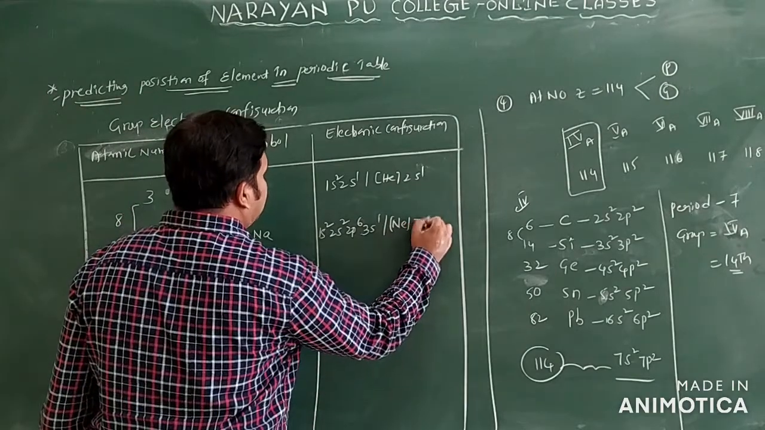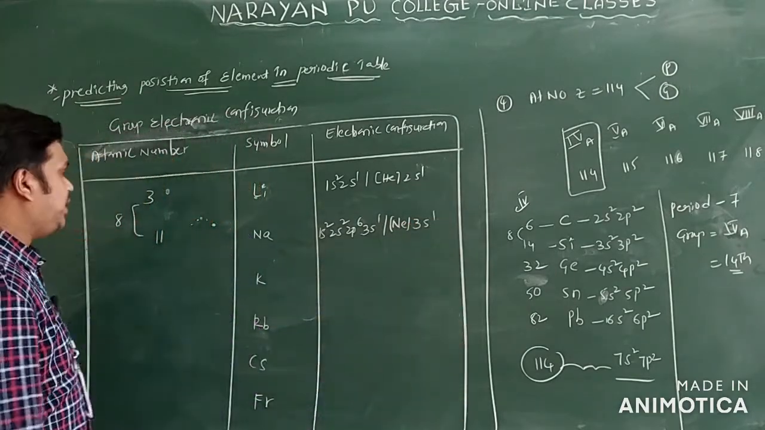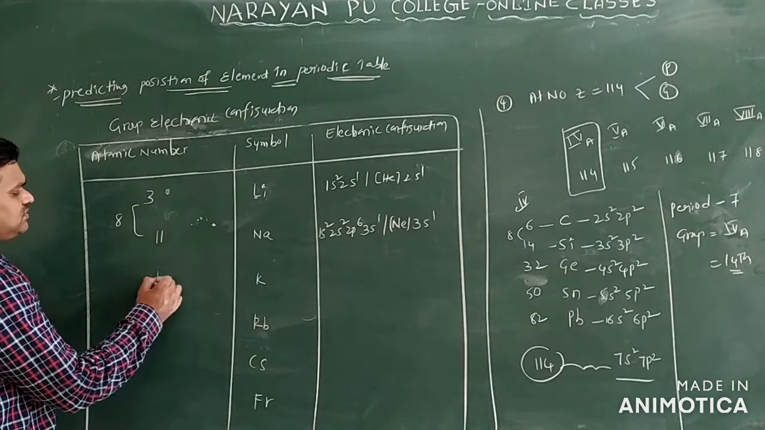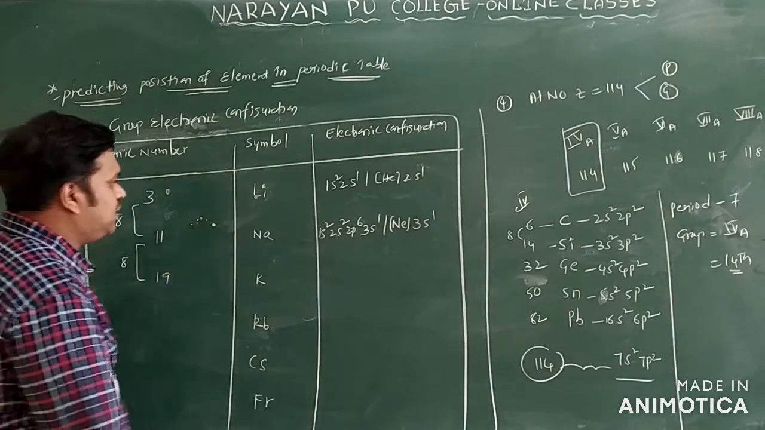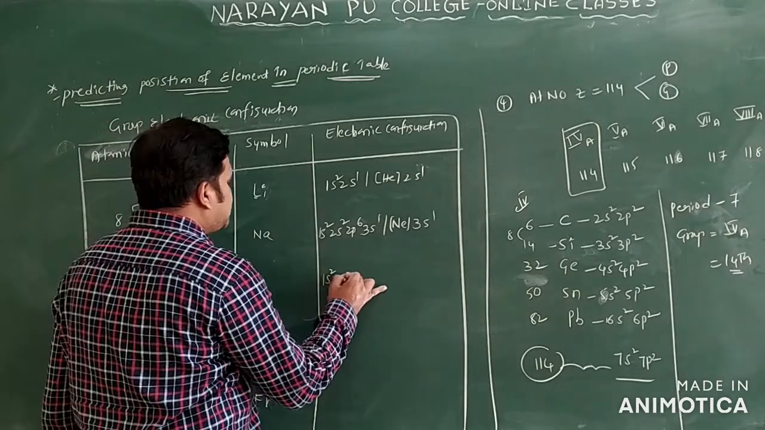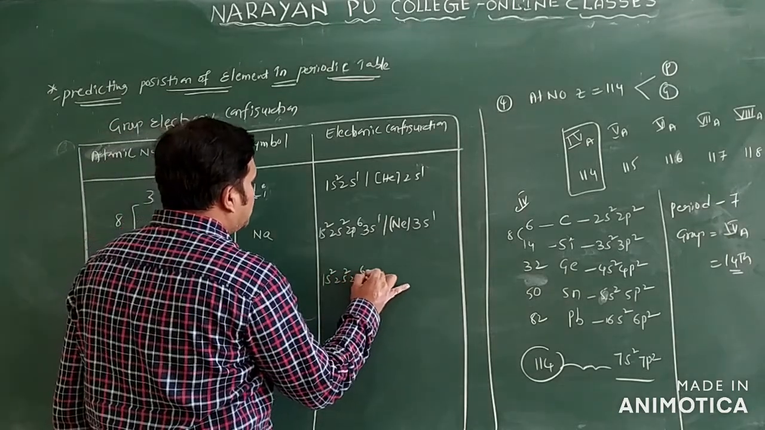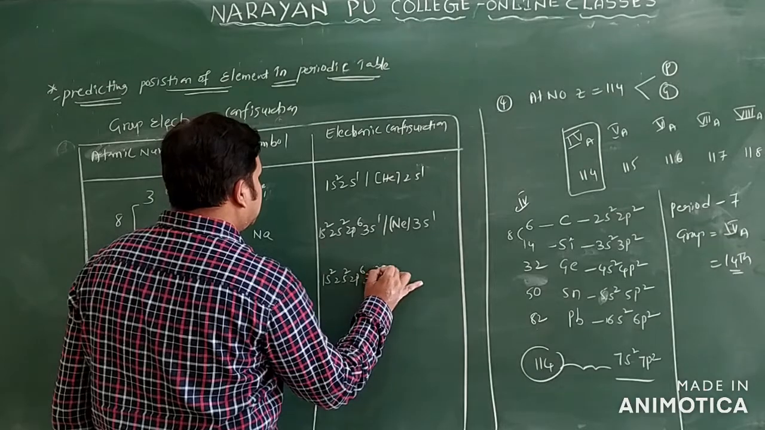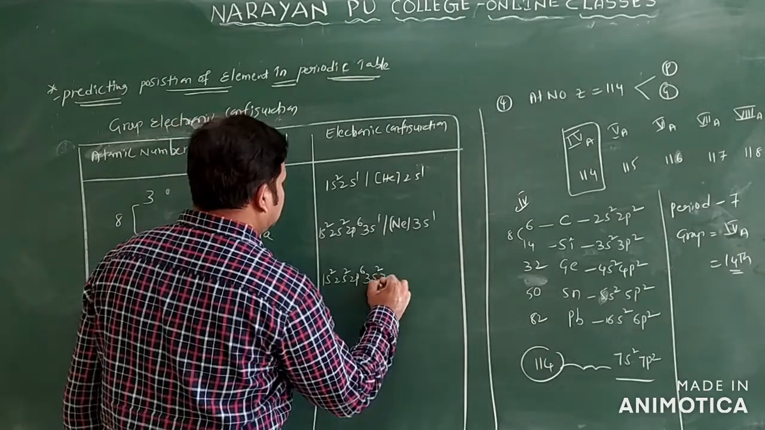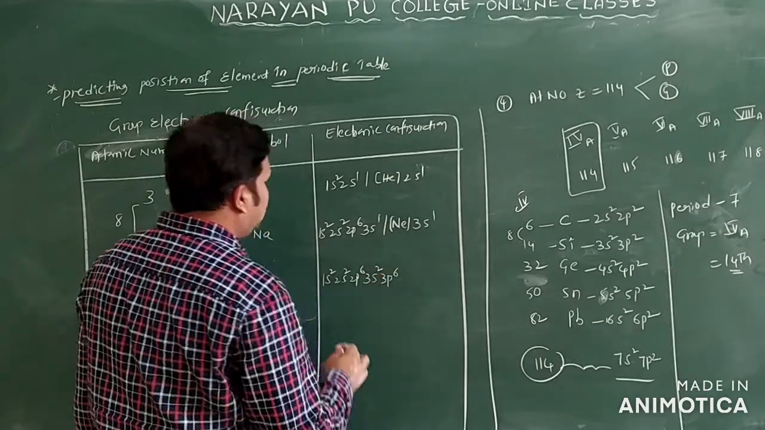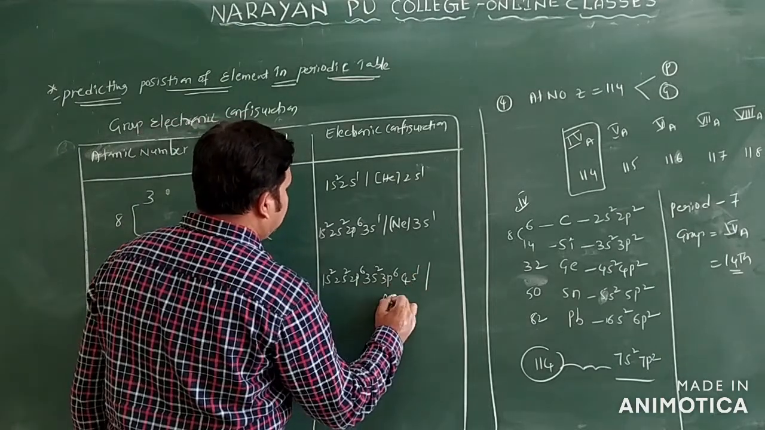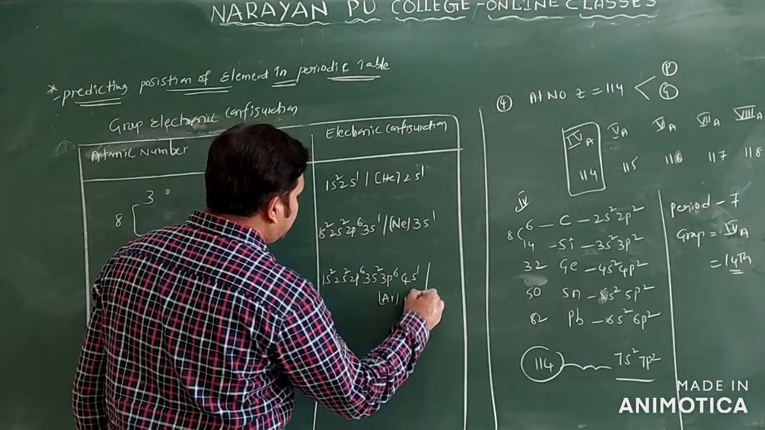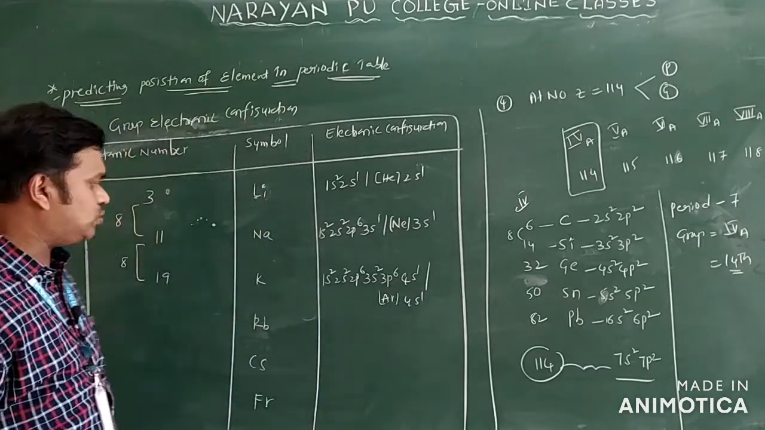Neon, you will write 3s1 only. Okay. Potassium we have 19. What is the difference we have? 8 is the difference. So you will write 1s2, 2s2, 2p6, 3s2, 3p6, so this is 18, and you will write 4s1, or you can write argon 4s1 only. Argon is the nearest noble gas configuration.